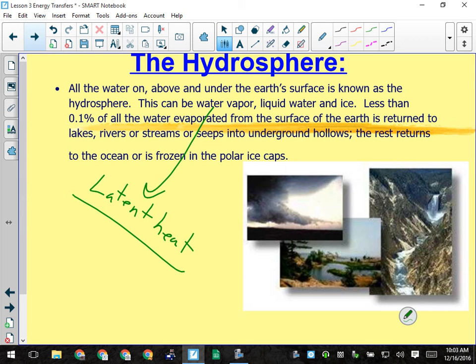Steam contains more energy than liquid water does, right? And probably some of you are going, well, obviously steam's hotter, but steam and water can both exist at 100 degrees Celsius, just like ice and water can both exist at 0.